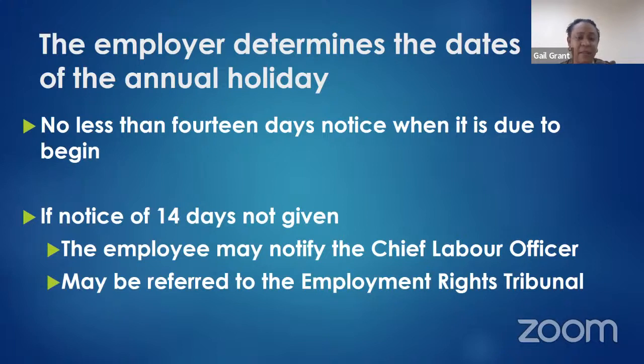takes holiday. Now, if the employee has not sent in a request for holiday, and the employer is determining when they go on holiday, they must give no less than 14 days notice to the employee that their holiday is due to begin. If the notice of 14 days is not given, that employee may notify the Chief Labor Officer. So a person should not go to work today and be told your holiday is starting from tomorrow. The person needs to be given 14 days.